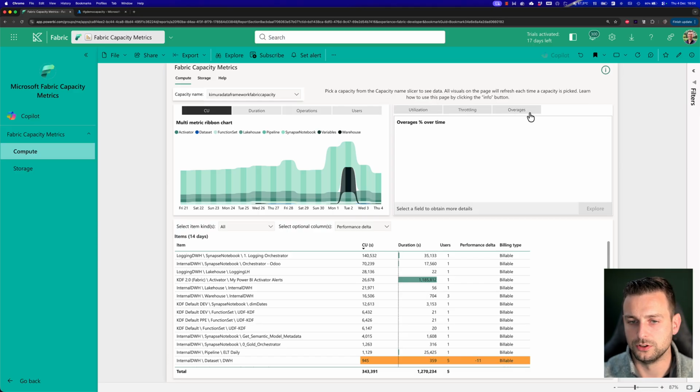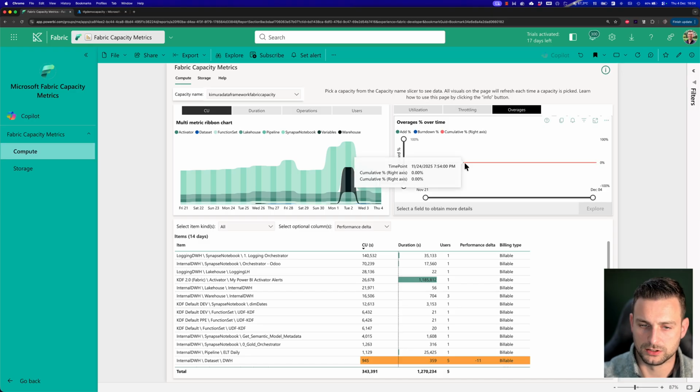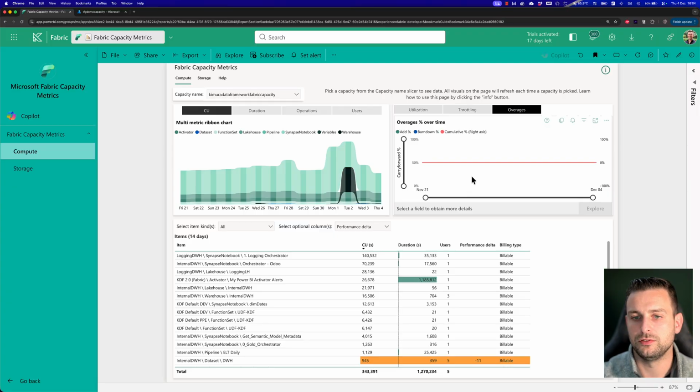Then again, if I go to the overages over time, probably there's no data in here. This is something that we can simply not work with. It's a 0% line. What we would see here if we were to have overages on our compute is that there's a carry forward percentage. Okay, so what happens if you spend more than you are allowed to? What you will do is you will basically borrow that from future you. Your future compute allowance will be used for the compute that you generate today.